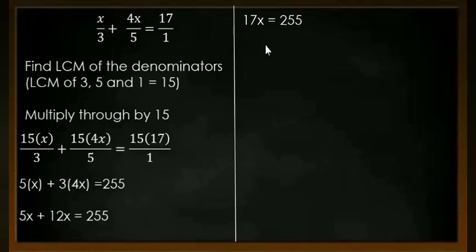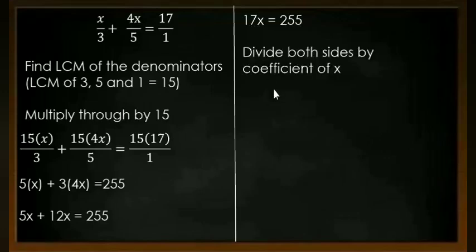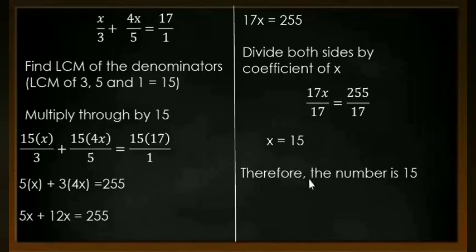At this stage in mathematics, you'll have to divide both sides by the coefficient of x. By dividing both sides by the coefficient of x, which is 17, we have 17 dividing the left hand side, and 17 dividing the right hand side. When 17 cancels 17, we'll have our x, and when 17 divides 255, we will have 15. It therefore means that the number we are looking for is 15.